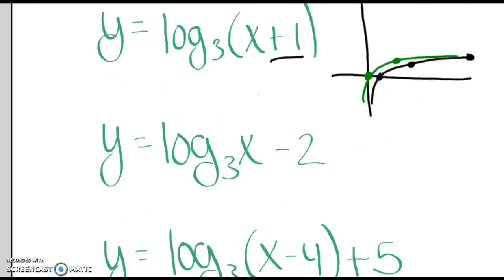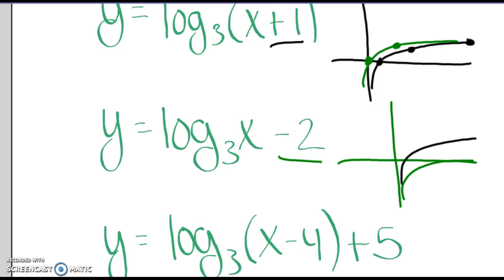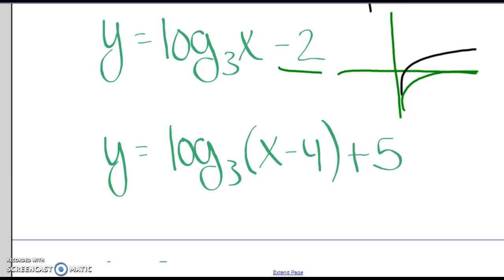Let's take a look at this graph. y equals log base 3 of x, minus 2. If I look at my original function, this graph should shift it down 2. So it's going to go down 2.